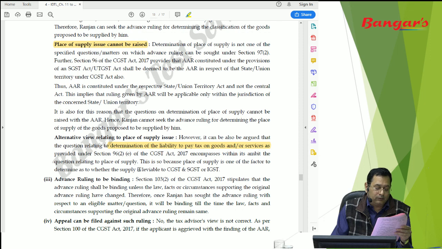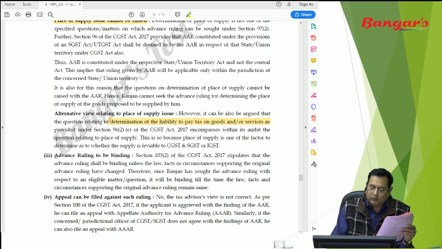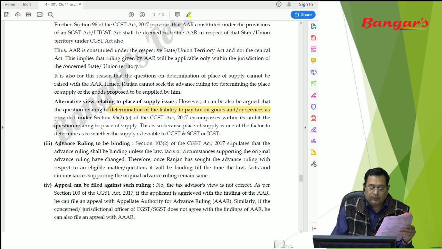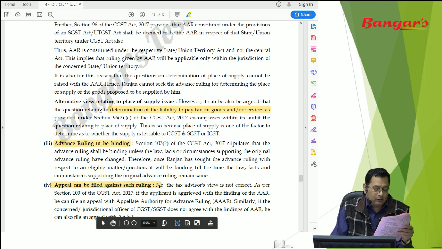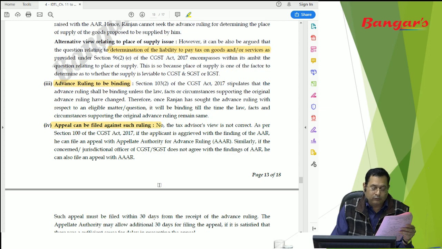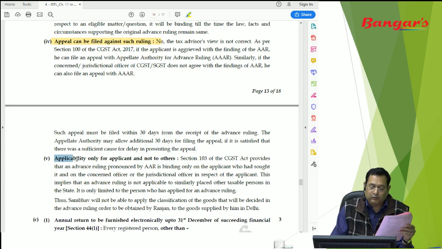Then Ranjan is apprehensive that if advance ruling is permitted to be sought, he has to seek it every year. Now, advance ruling once given will remain valid unless there is any change in law or facts of the case. Then whether it is appealable, yes, further appeal can lie to the appellate authority for advance ruling. And his friend wants to adopt this ruling. No, for that purpose, a separate ruling is to be obtained because advance ruling will be binding on that particular applicant only in respect of the matters and his jurisdictional officers.